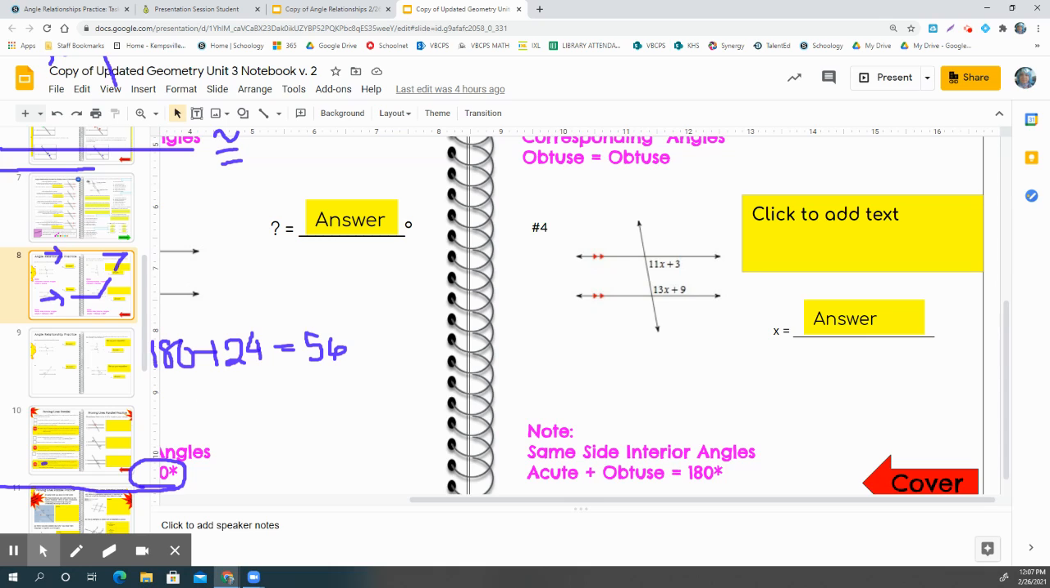Equal to each other. If I've got the same size angle, both obtuse or both acute, we're going to set them equal to each other.